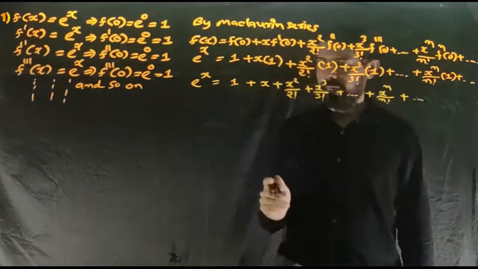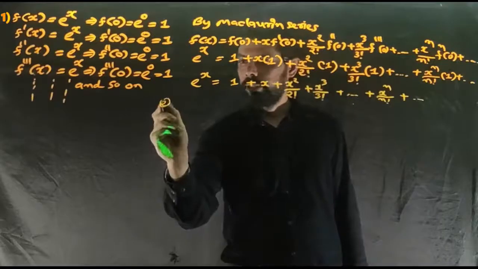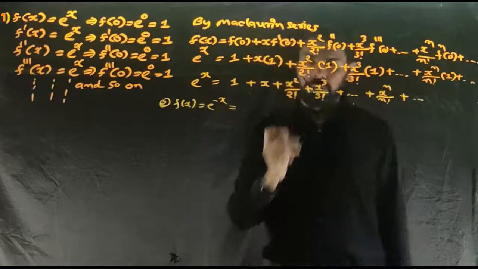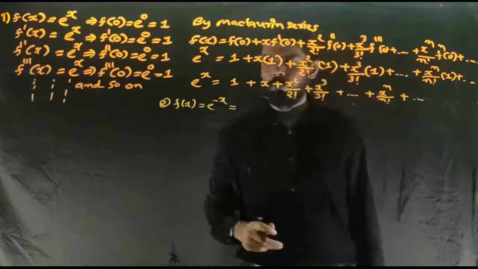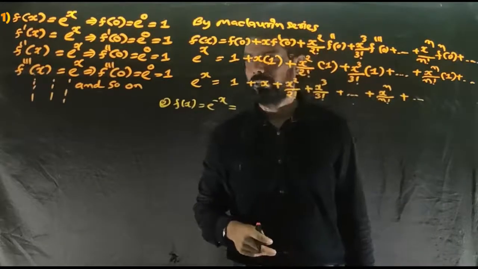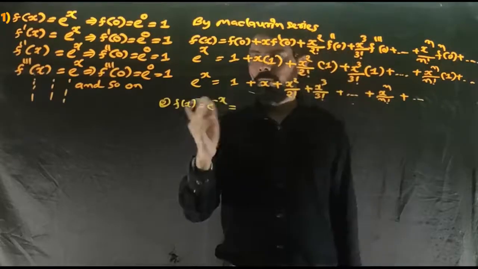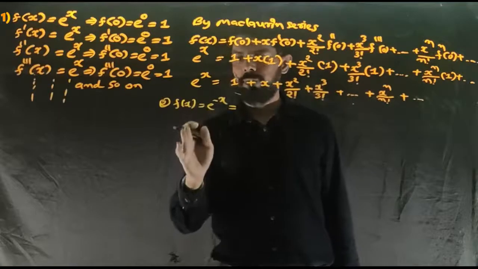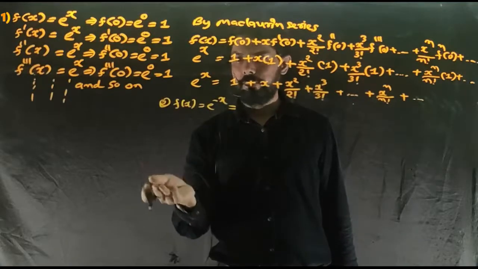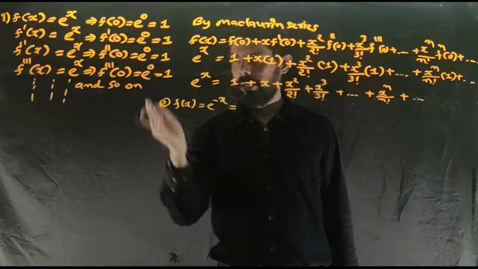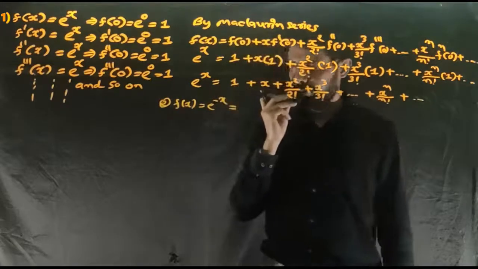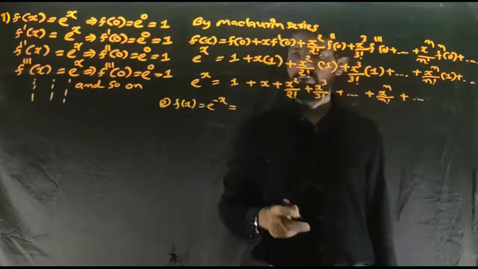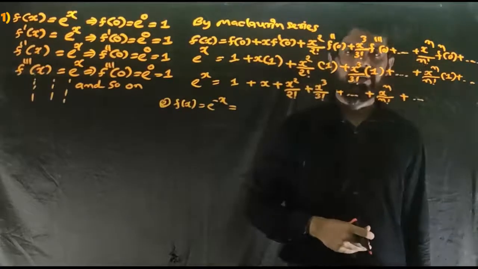Now we will discuss second function, that is e raised to minus x. So here we will have to find out Maclaurin series for e raised to minus x. We can find it by the same method. First of all we will find out f of 0, then f dash 0, then f double dash 0, and same procedure. But here we have already found Maclaurin series for e raised to x. So we simply replace x by minus x.